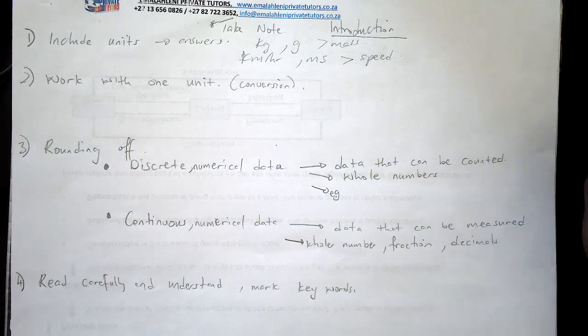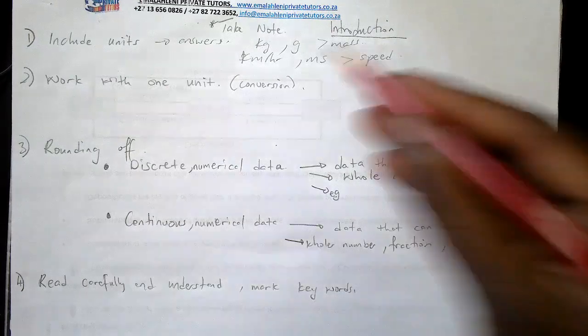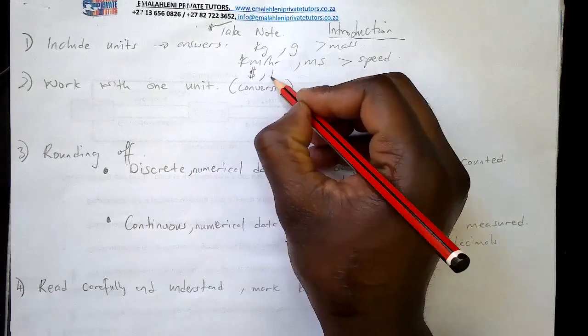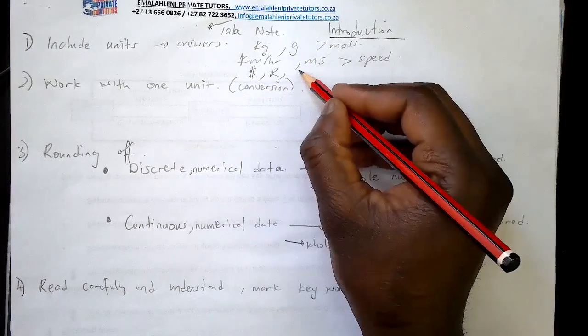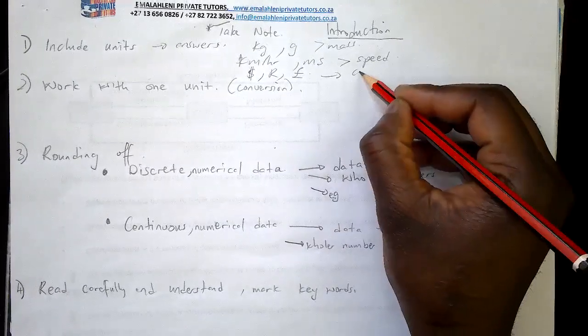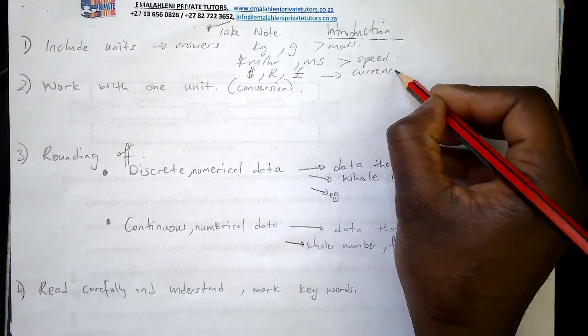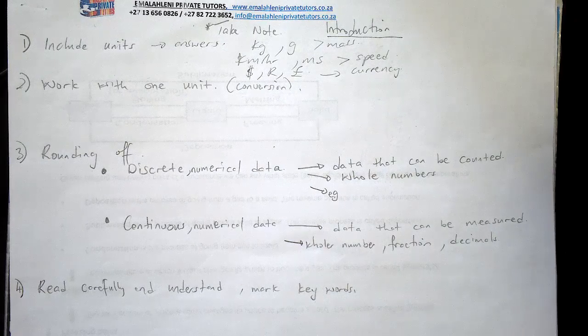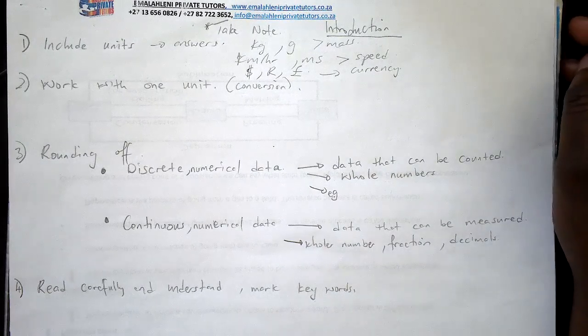Don't forget to put the unit in your answers, because if you just write 10, we don't know, is it $10 or what? In terms of currency, you must indicate, is it dollars, rands, or pounds? So that's why we are saying you must always include your unit. If you just write 10, you must not assume it's 10 rand, 10 pounds or $10, because we have different currencies that we can use.